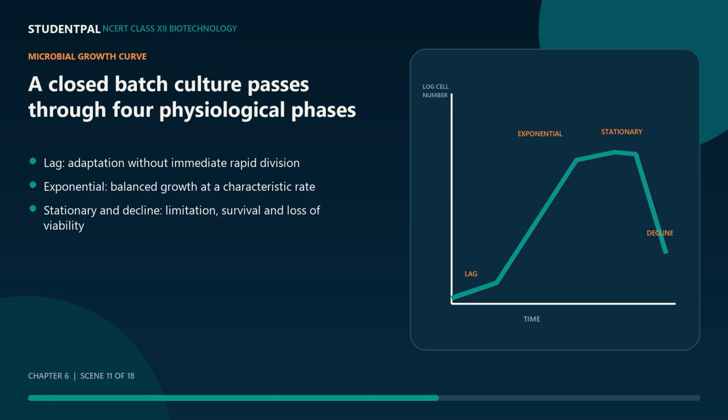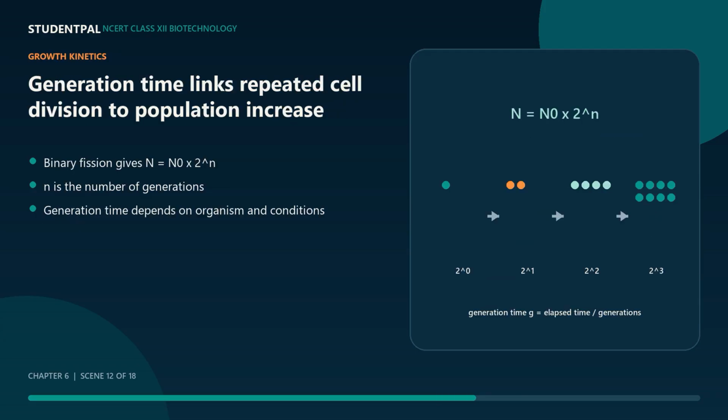The phases describe population behavior under batch conditions. They also explain why cells collected at different times can differ in physiology, gene expression, product yield, and sensitivity to treatment. During ideal exponential growth, a population that divides by binary fission doubles in each generation. The relationship is N equals N0 multiplied by 2 to the power n, where N0 is the starting cell number, and n is the number of generations.